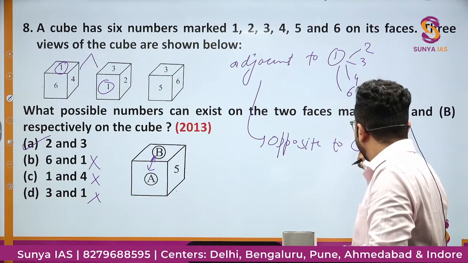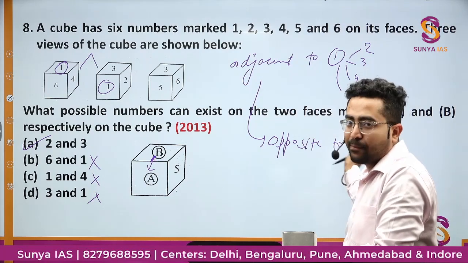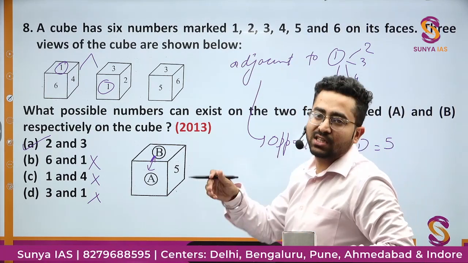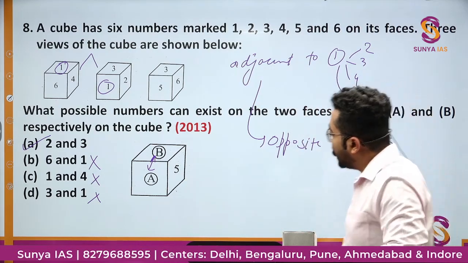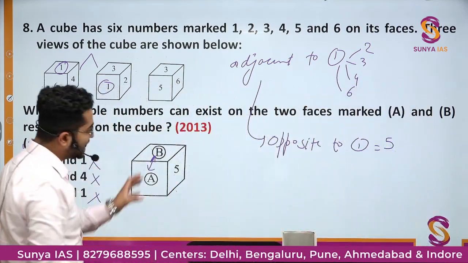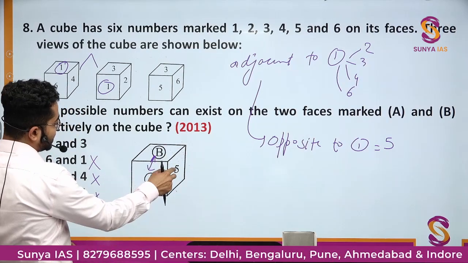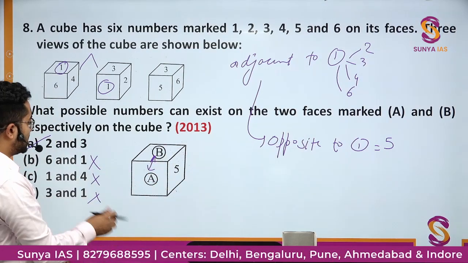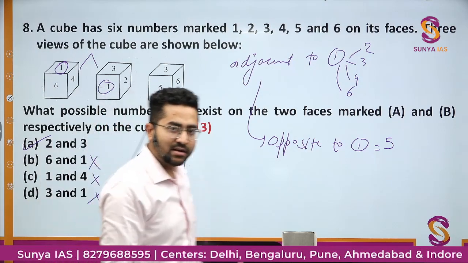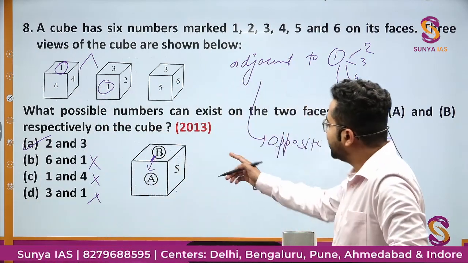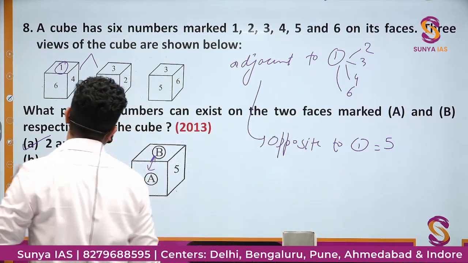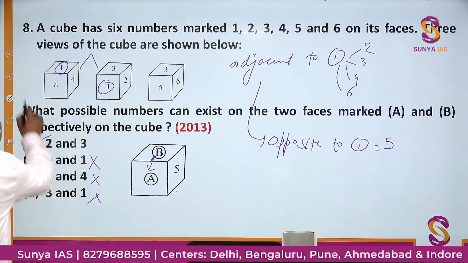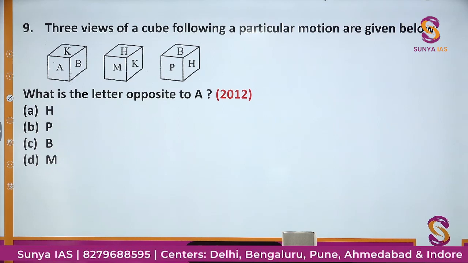We know that opposite to 1 is 5, so opposite to 5 is 1. So all the rest, 2, 3, 4, 6, will be adjacent to 5. So at this place anything can come except 1. 1 cannot come at all because 1 is opposite. 1 will come somewhere on this side. So all those options containing 1 cannot come here because 1 cannot be adjacent to 5. Right? So this was a very simple question. So we'll move on to the next question.